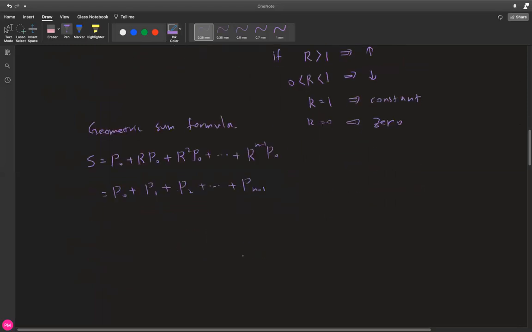And that is defined as the common ratio to the power of n, minus 1. You multiply that by the initial population, and you divide it by the common ratio minus 1. And you should also know that here there are n terms.